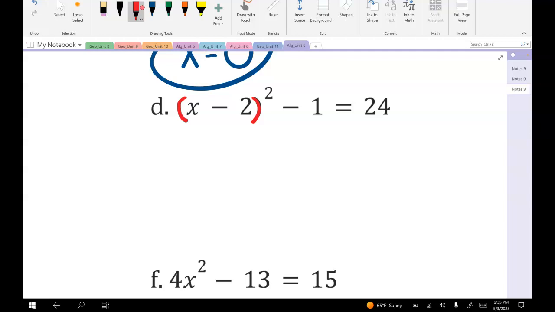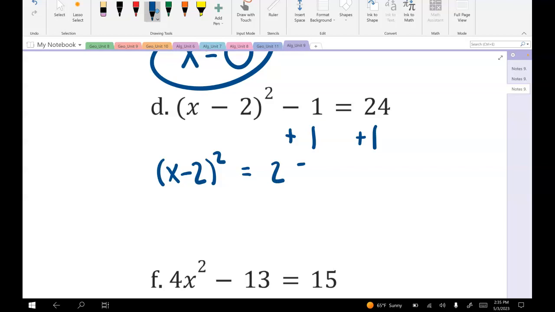So in the meantime, you have to work to getting the parentheses by itself. So if we have a minus 1 here, I would have to add 1 to both sides. So I would have x minus 2 squared is equal to 25. And now that parenthesis is by itself on the left-hand side. So now at this point, I can take the square root and unlock what's underneath that parenthesis.